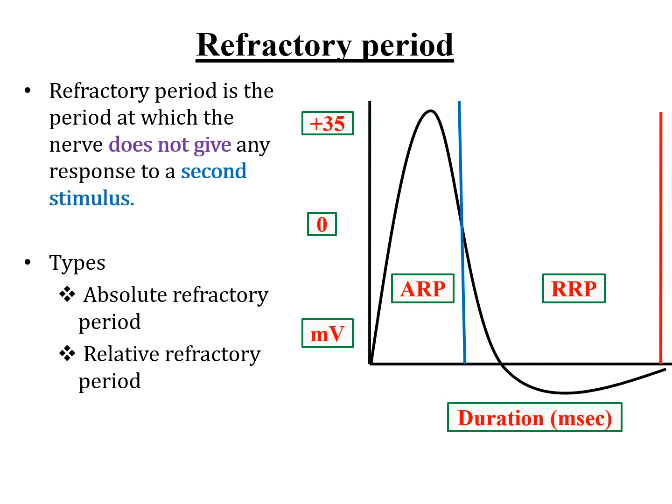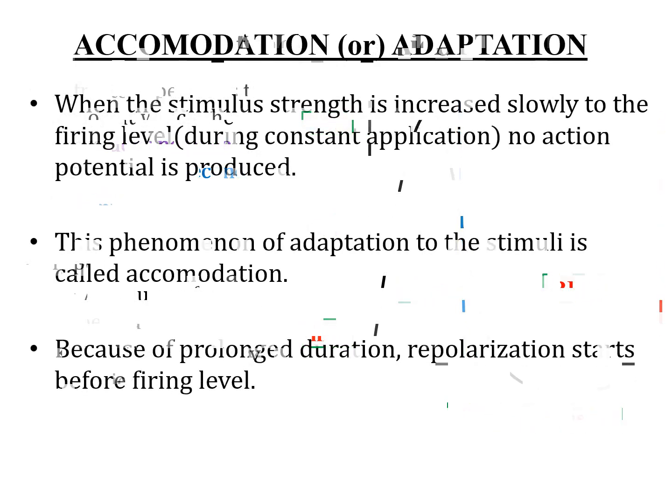The next property would be the refractory period. We all know it is a period during which the nerve does not give any response to a second stimulus. The first portion is the absolute refractory period, where the second stimulus is 100% not going to produce any response. And after this comes the relative refractory period, during which the second stimulus can give a little response.